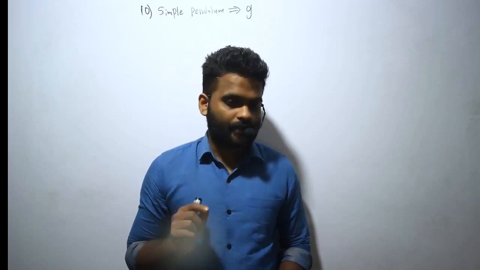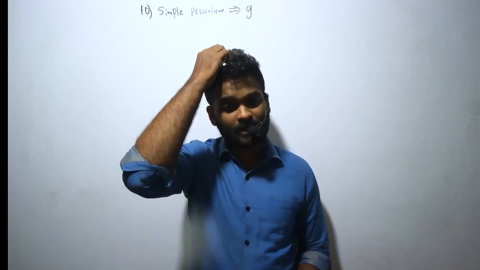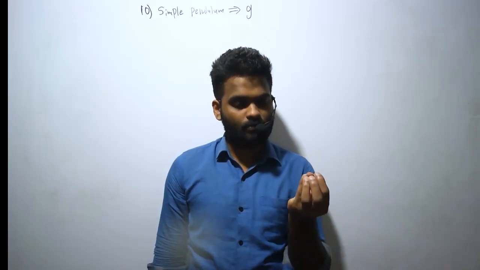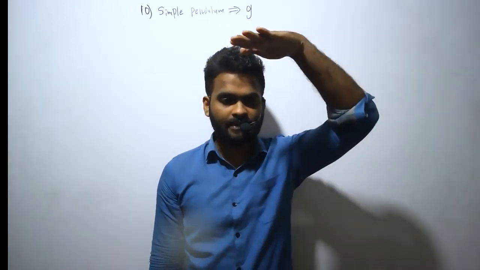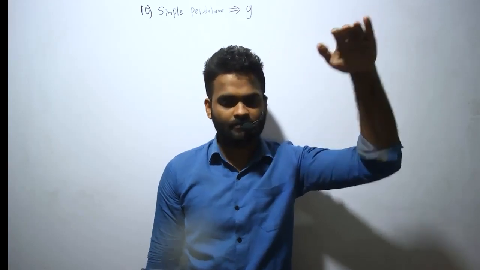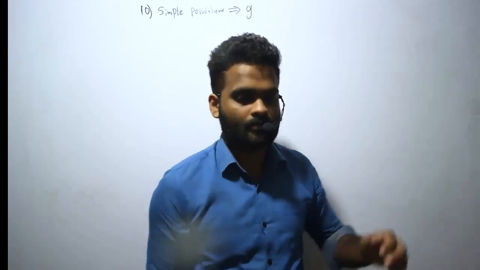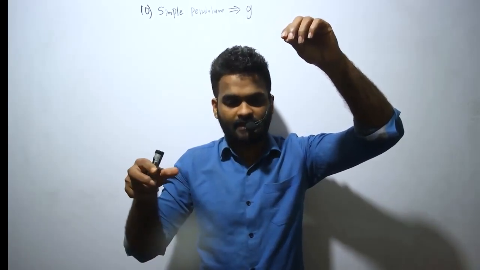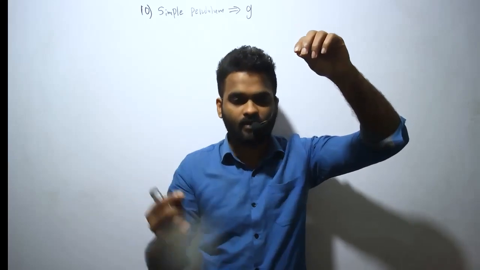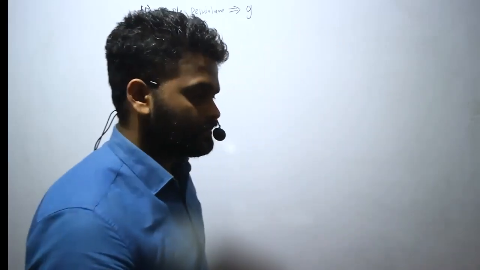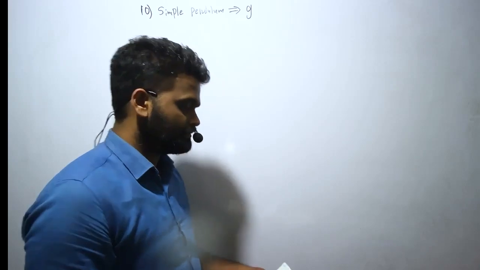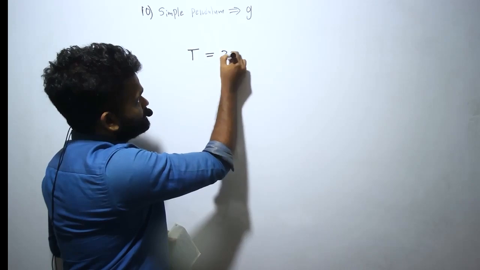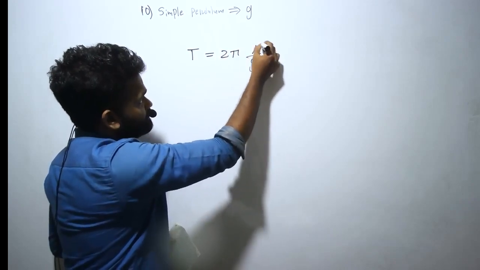I think you referred to the notes. You know what a simple pendulum is, right? There's a string and there's a small bob at the end of the string, and the string is hung from a ceiling or something. Then what do you do? You pull the bob aside, then leave it, right? Then it causes an oscillation. That oscillation has a time period. That time period is found using this equation: T equals 2π√(L/g), right?